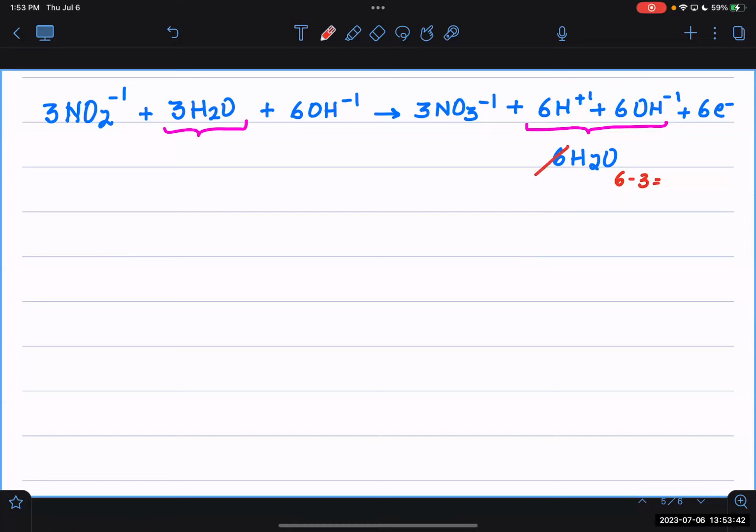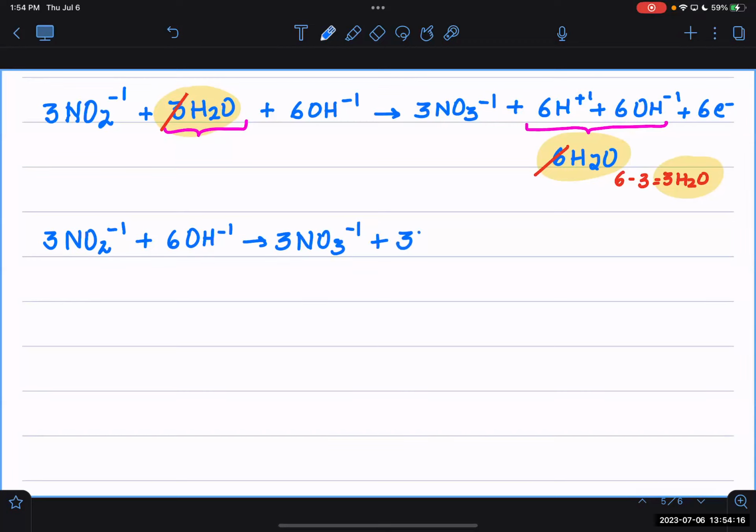So 6 minus 3. Remember, this is big, this is small. So this one is going to be 3 H2O on this side. We see that in this case, this water and this water here, the common 3's cancel out, and now we are only left with 3 H2O. So now we rewrite the equation, which is 3 NO2 minus 1 plus 6 OH minus 1 gives you 3 NO3 minus 1 plus 3 H2O plus 6 electrons.